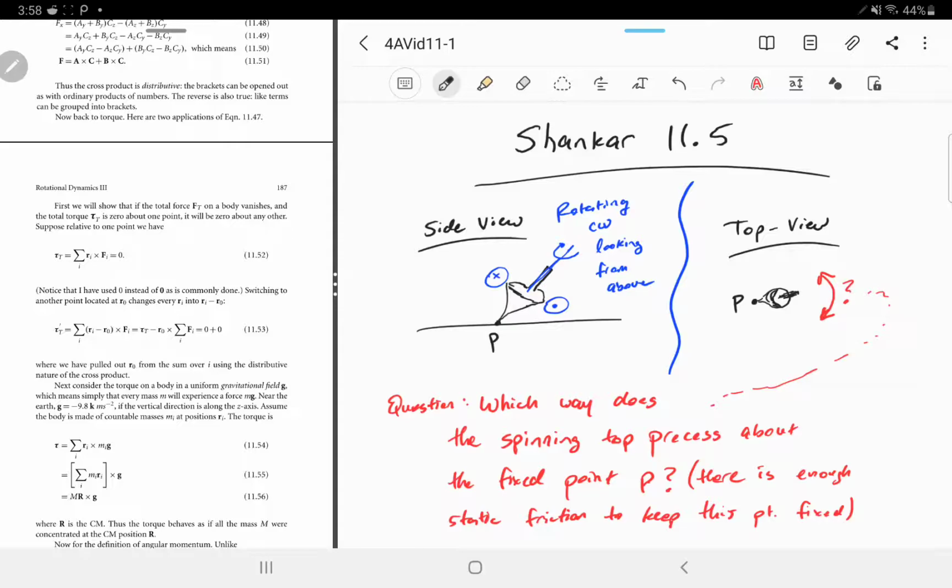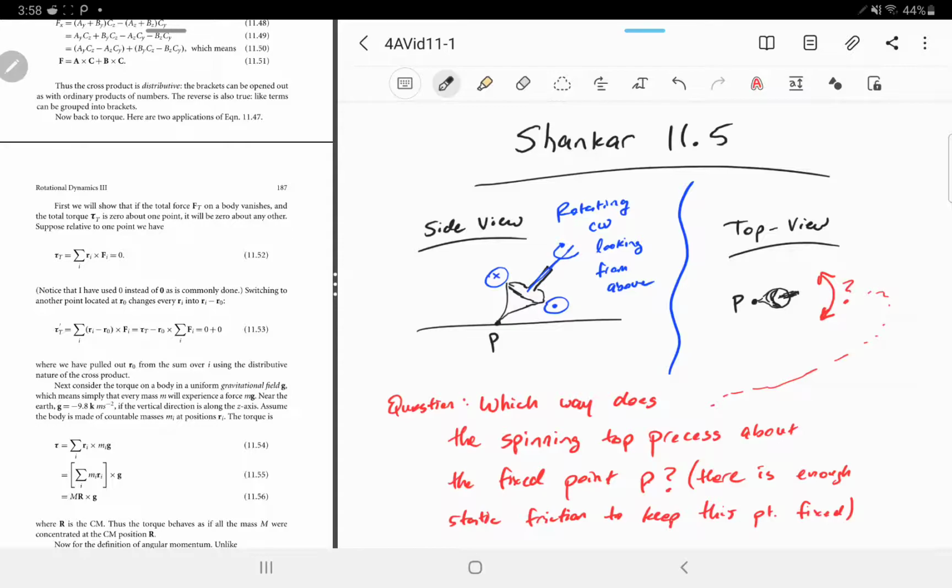The external torque about P is fixed. So we're going to compute the torque about point P, because that'll be our fixed point. And if there's enough static friction, that'll sustain that requirement. So P is a fixed point. The torque is going to come from gravity.